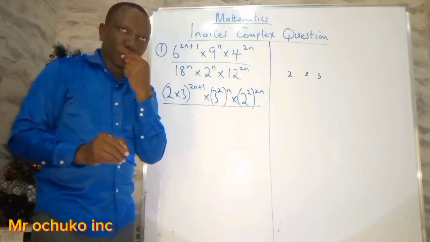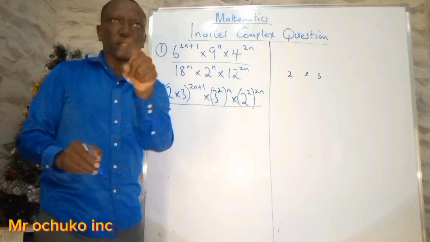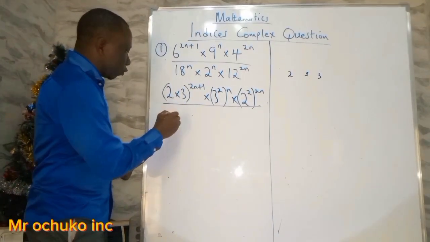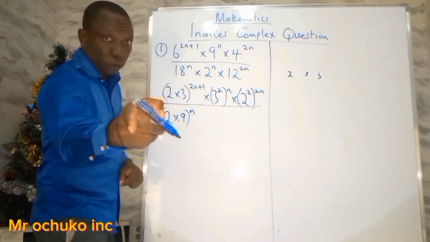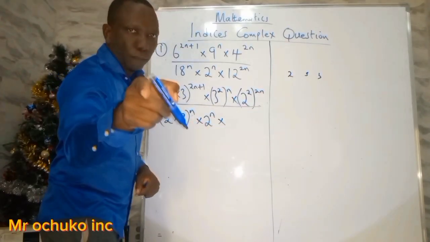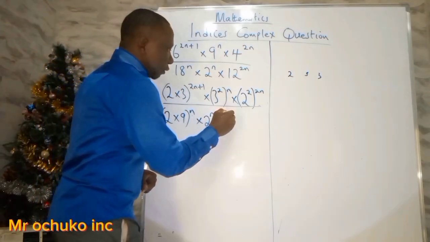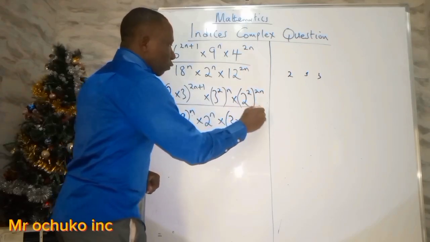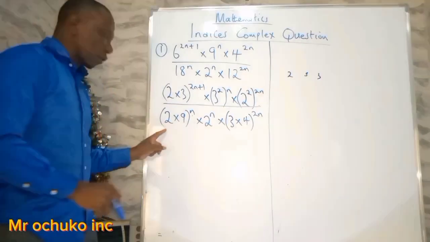Let's look at 18. In 18 we can get the perfect square. I think 2 times 9 is 18. So let's start from there. So we have 2 times 9 raised to power n. I will come back to that. Then times 2 raised to power n, 12. 3 times 4 will give you 12. So let's say 3 times 4 raised to power 2n. We are not done. If you look at this, we still have something to do here.